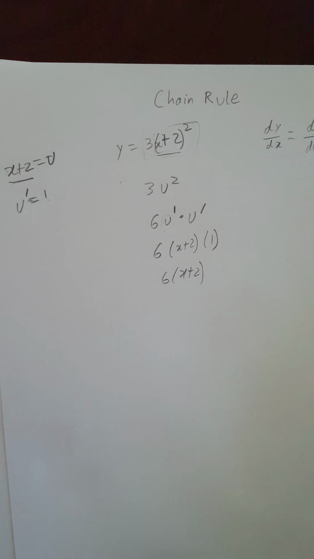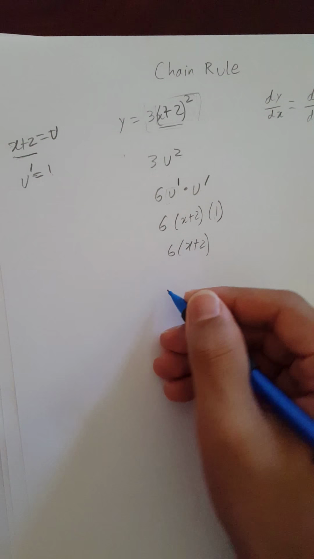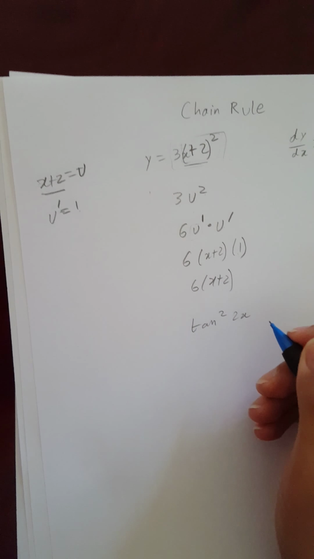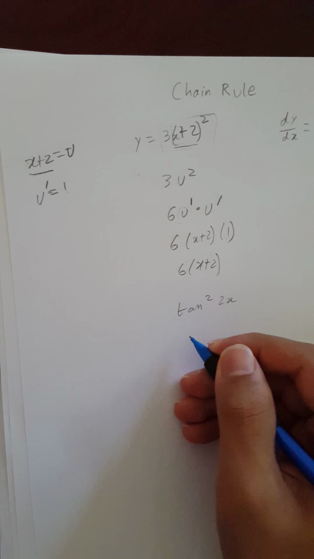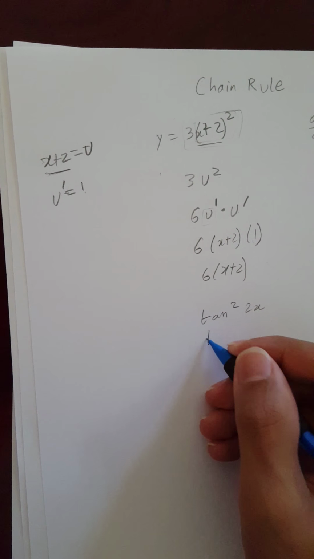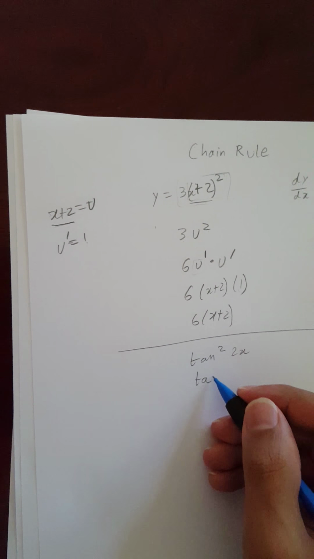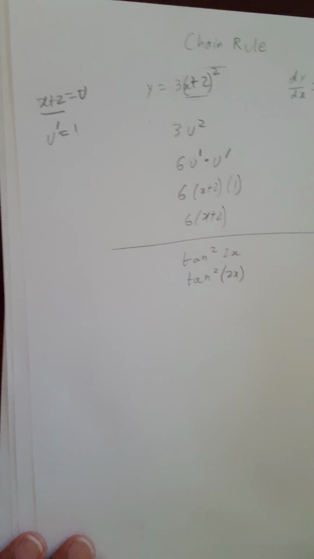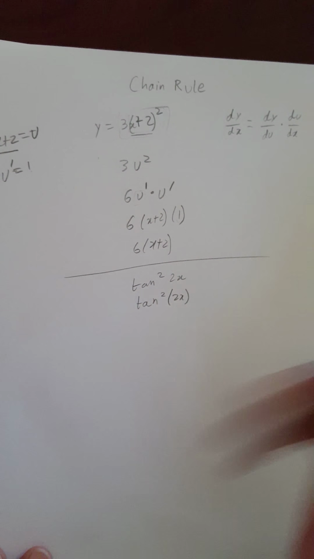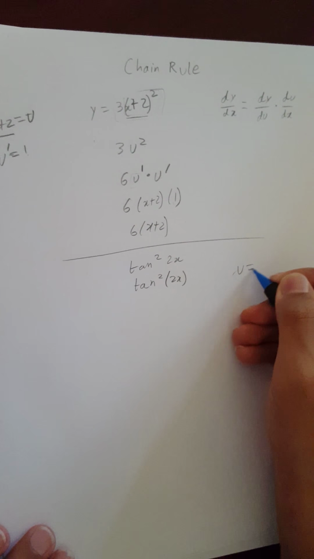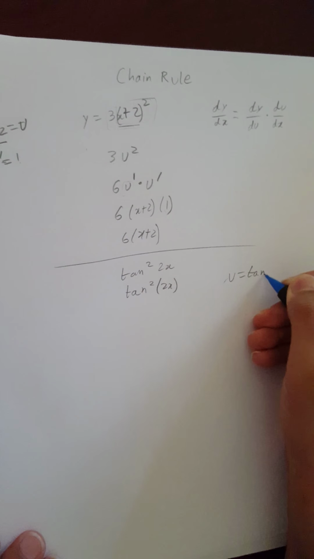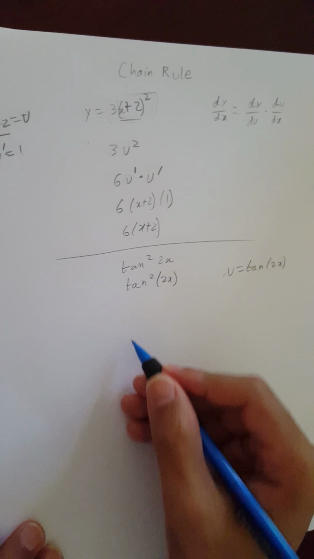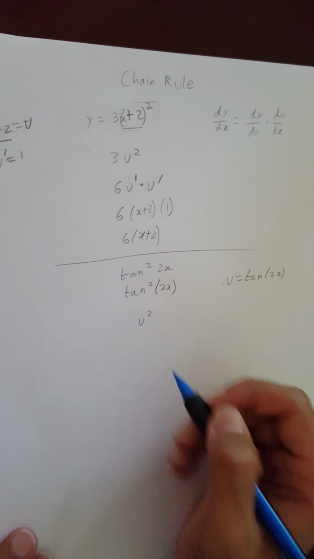Okay, so this is a pretty simple one. Let's pick a longer one. Let's make it tan squared 2x. So for tan squared 2x, let's rewrite it to make it easier: tan squared 2x is tan of 2x, the whole quantity, squared. So let's make it really simple. Let's substitute u equals tan of 2x, and since the whole part is getting squared, we make it u squared.